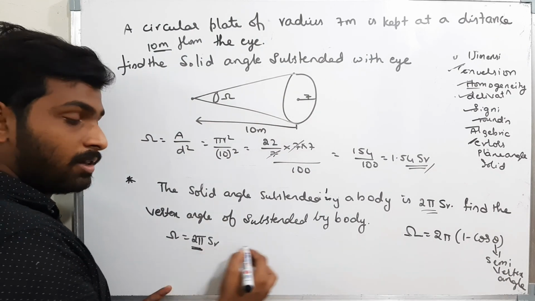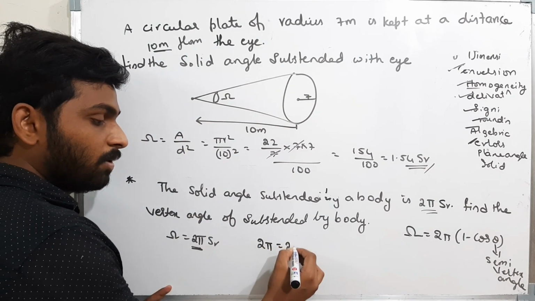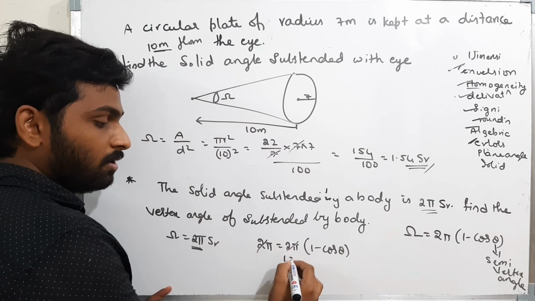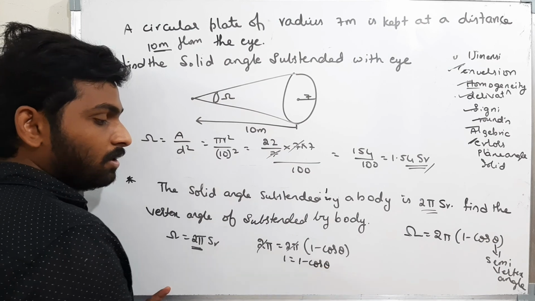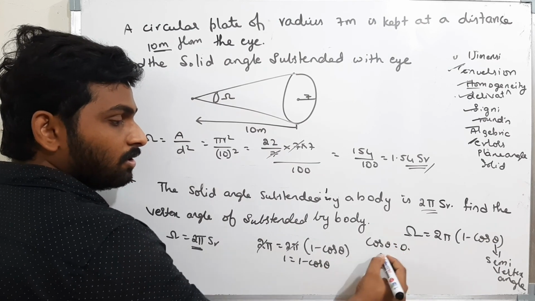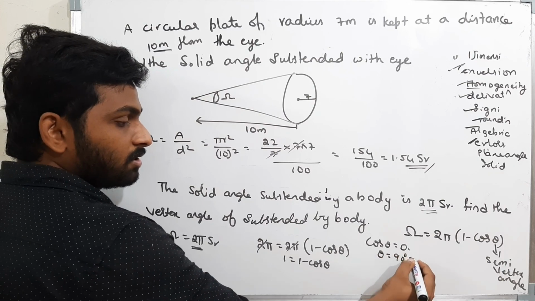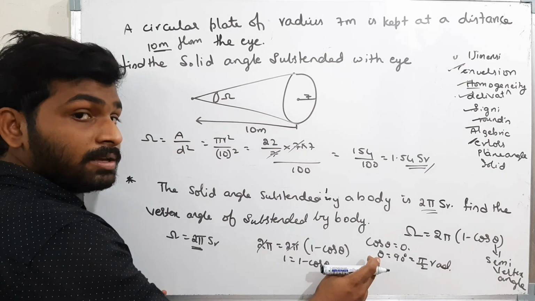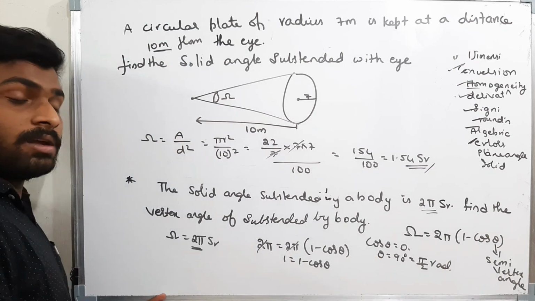Now use this formula. What is the solid angle? That is 2 pi is equal to 2 pi into 1 minus cos theta. Therefore, 1 is equal to 1 minus cos theta. What is the value of cos theta? Cos theta you got as 0. Therefore, theta is equal to 90 degrees, that is pi by 2 radians. This is the semi-vertex angle. But they told us to find the vertex angle.